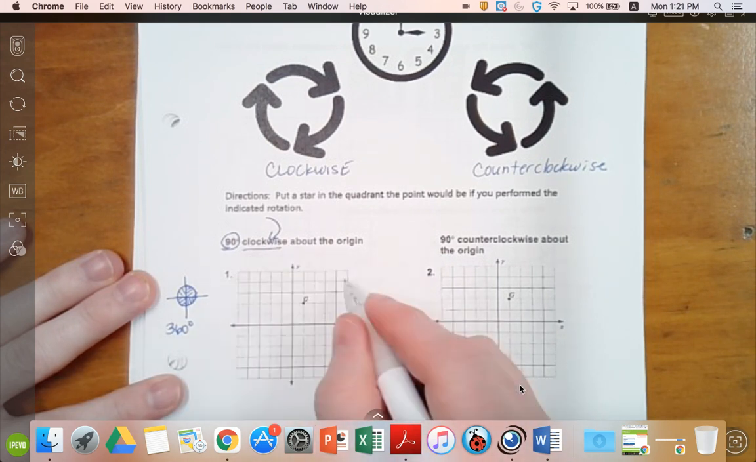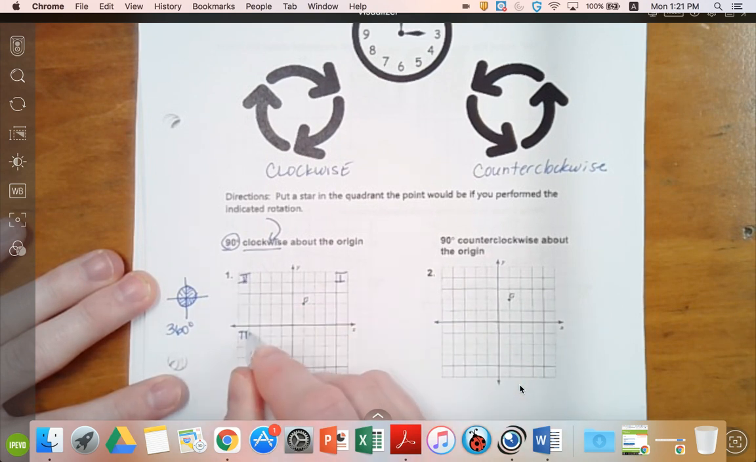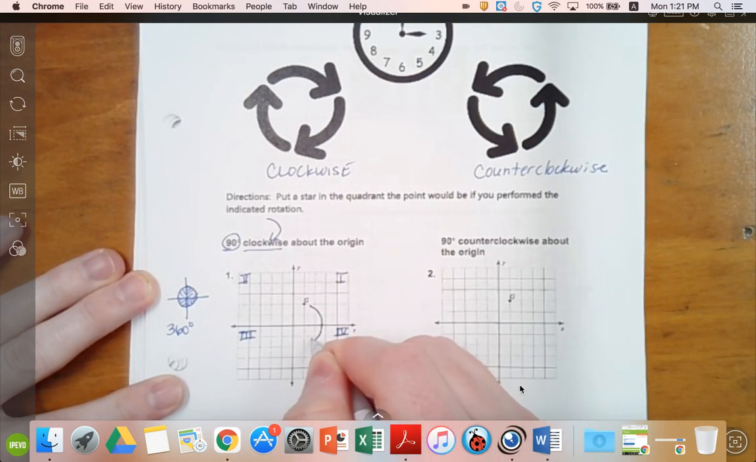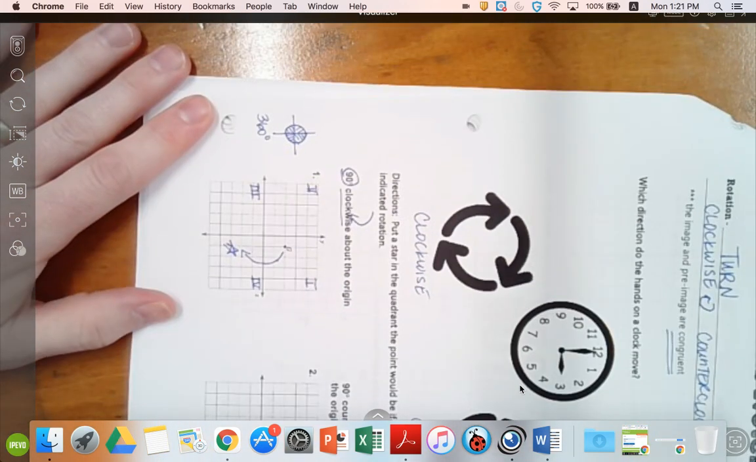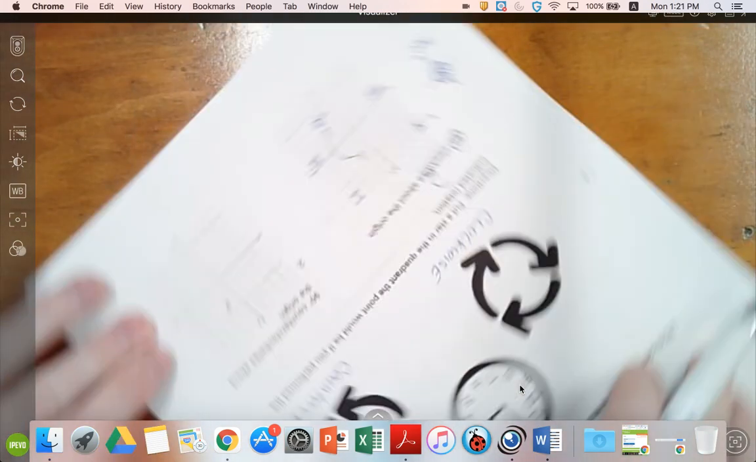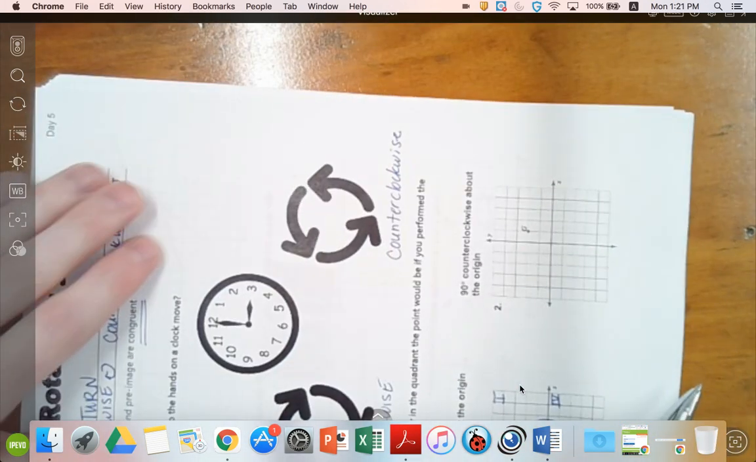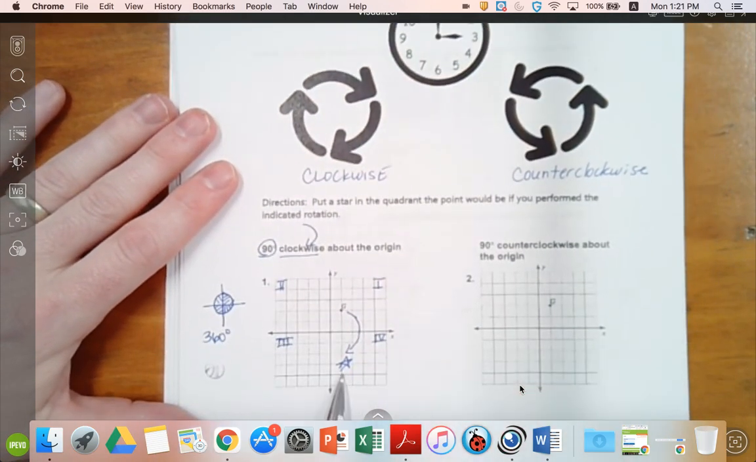So to rotate this 90 degrees, I am going to take this point G and spin it or rotate it clockwise one quadrant, and it would end up in that quadrant there. Each one of these quadrants is worth 90 degrees. So one turn would be 90. 2 turns is 180. 3 turns is 270. 4 turns gets me back to 360. So I'm right here, and that's one turn, that's 90 degrees.